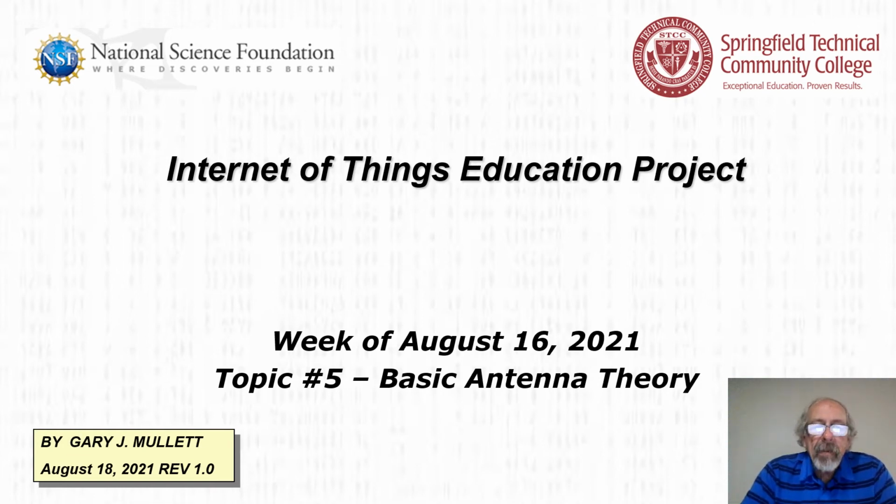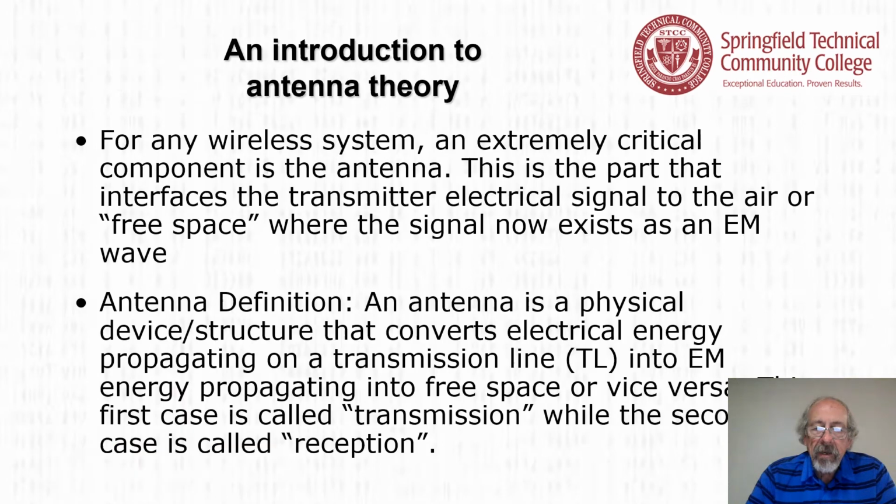This is the last topic, number 5, in the wireless networking course, and it's about basic antenna theory. So it's a very short version of antenna theory, which is a very complicated topic, but nevertheless, we'll try to simplify it for people to grasp the basic concepts. So let's get started. For any wireless system, an extremely critical component is the antenna. This is the part that interfaces the transmitter electrical signal to the air or free space, where the signal now exists as an electromagnetic wave.